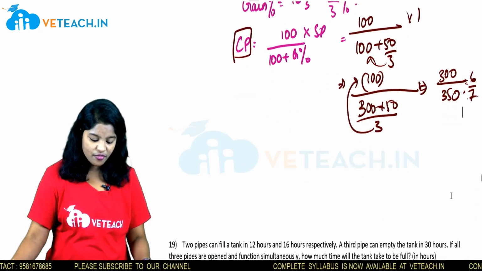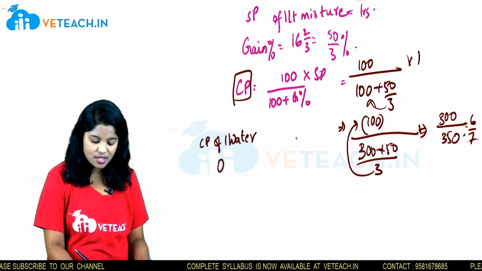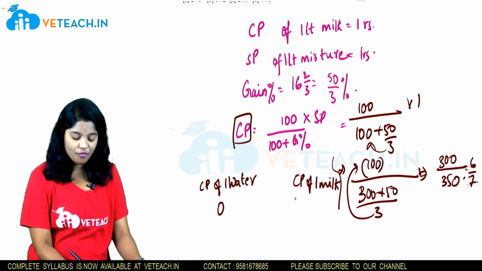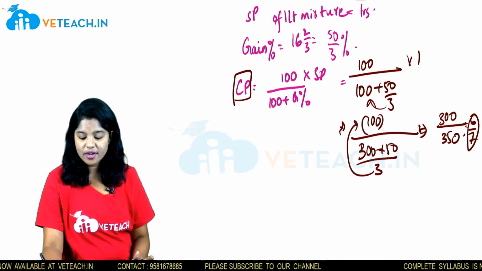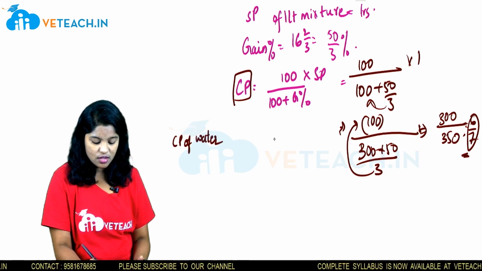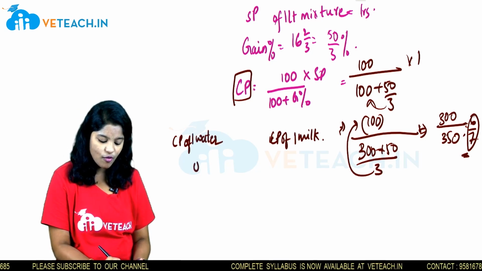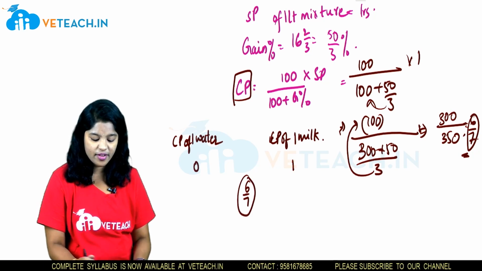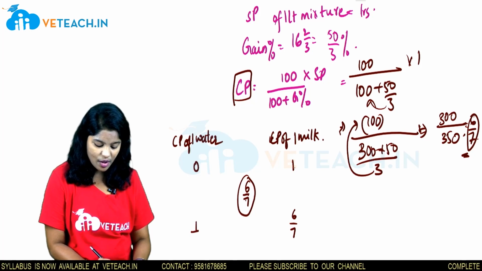So by alligation and mixtures, we can write it as: the cost price of 1 liter of water is 0 rupees, whereas the cost price of 1 liter of pure milk without mixing water is 1 rupee. Now we have found out that the mean price is 6 by 7. So by alligation we can write the cost price of water and the cost price of milk. The mean price is 6 by 7. So 6 by 7 minus 0, we will get 6 by 7. And 1 minus 6 by 7, we will get 1 by 7 here.